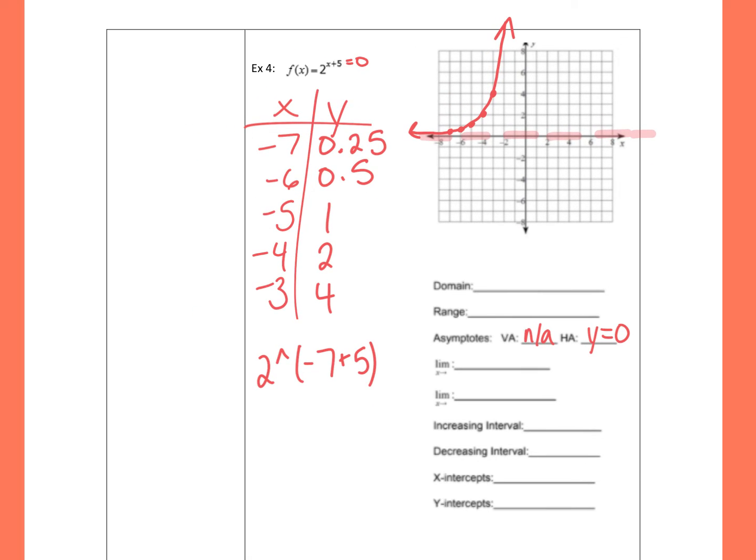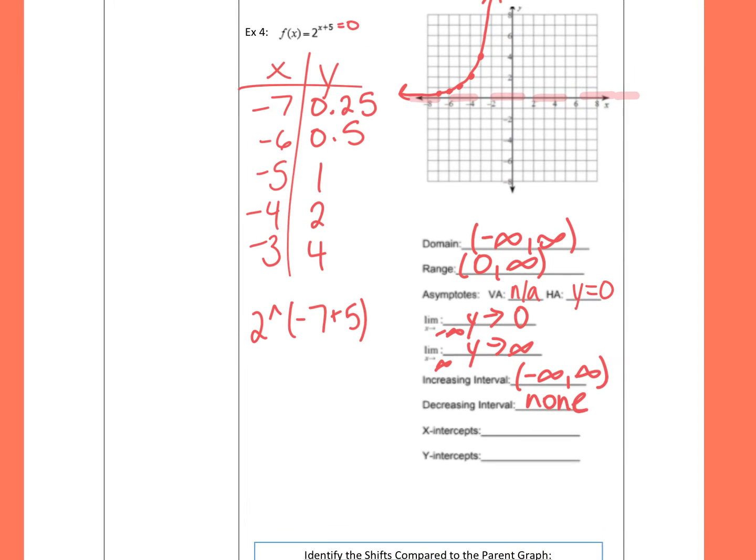Domain on this one. Negative infinity, positive infinity, range. 0 to infinity. Limits. So as we go to the left on the x-axis, what's y gonna do? Yep, gonna level off at 0. And as we go to the right, infinity. Is this increasing or decreasing? Increasing the whole time. Never decreasing. X-intercepts. Is it ever going to cross the x-axis? Nope, because that's an asymptote.